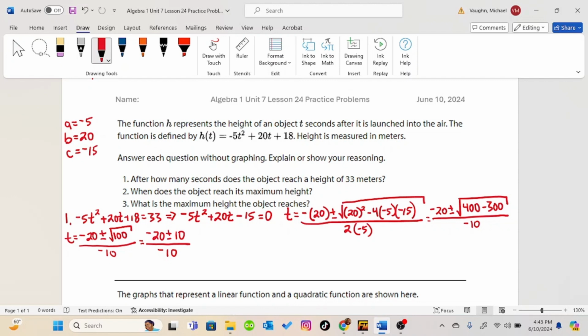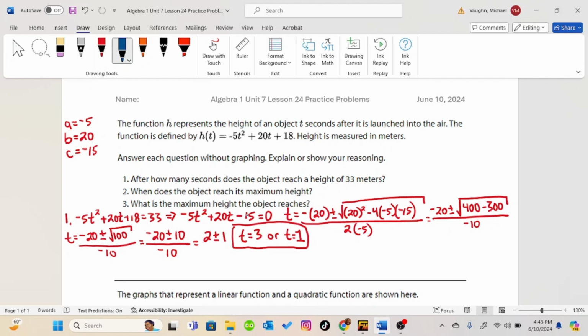So now, if we divide everything by negative 10, we're going to have 2 plus or minus 1 over 1. So our two options are that t equals 2 plus 1, which is 3, or t equals 2 minus 1, which is 1. So at 1 second, the object reaches a height of 33 meters, and at 3 seconds, the object reaches a height of 33 meters.